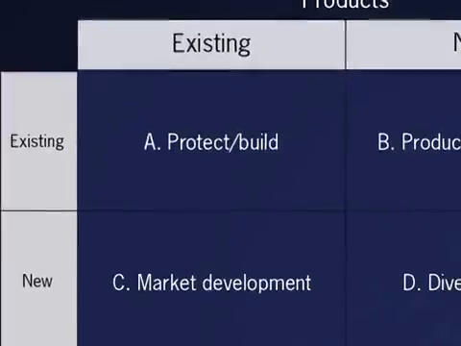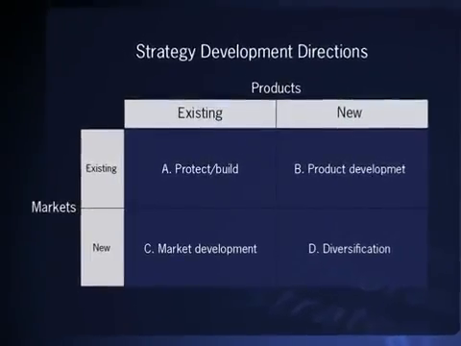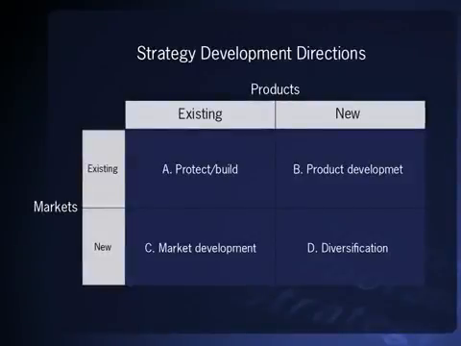Strategy is about the future, and therefore, however well an organisation's doing, they're probably going to have to change and develop over time. And this model, which originally was Igor Ansoff's model, gives us a little checklist of what those development directions might be.